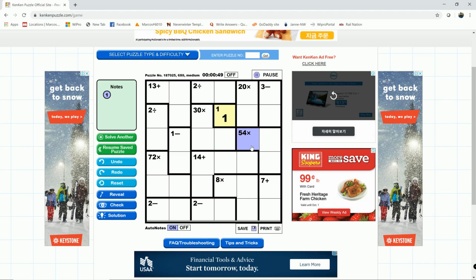And then we can look at 20. 20x has to be 5 and a 4. It's the only option.